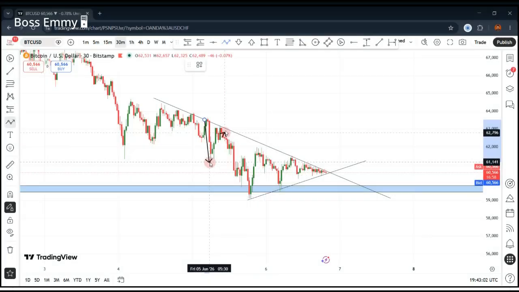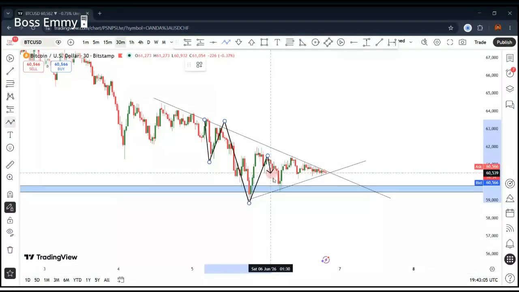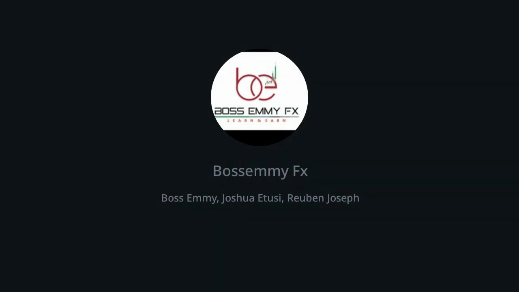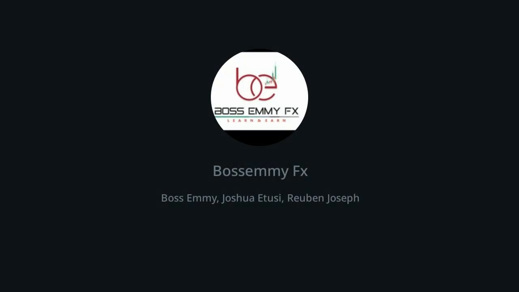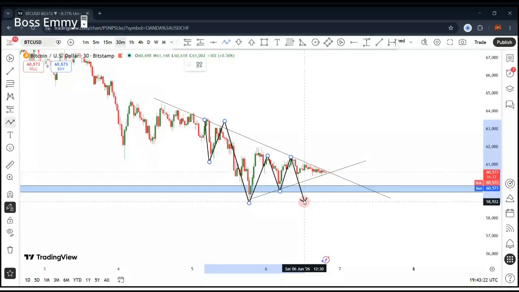We are supposed to have a lower low here, but the market failed to give us that lower low, and it came and created an equal high with the previous high. However, we are still supposed to have another lower low, but the market failed to give us that lower low and gave us this.